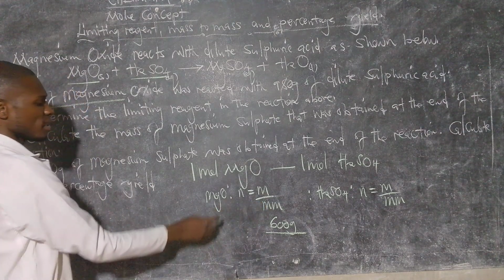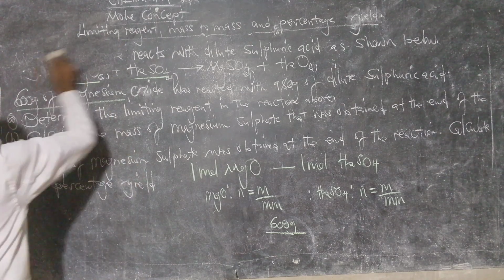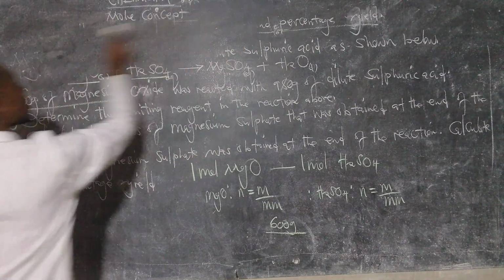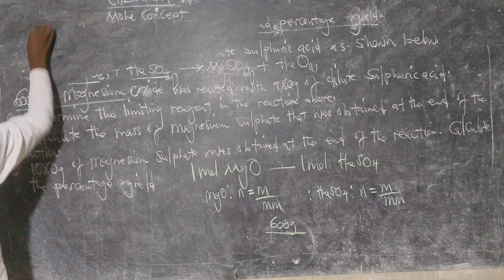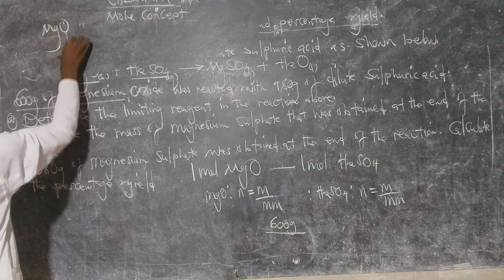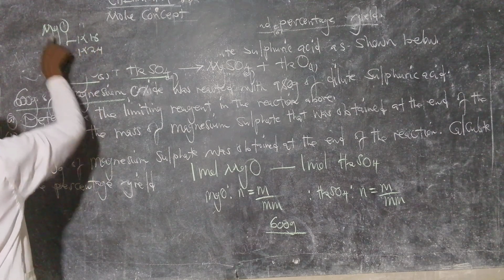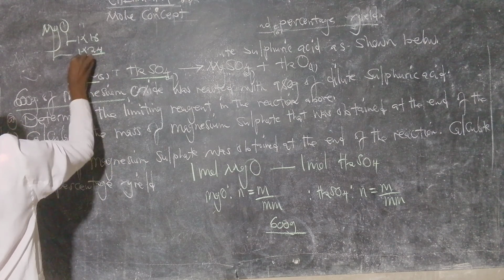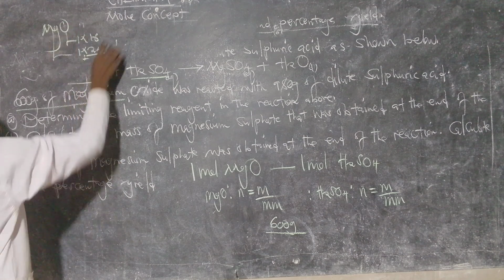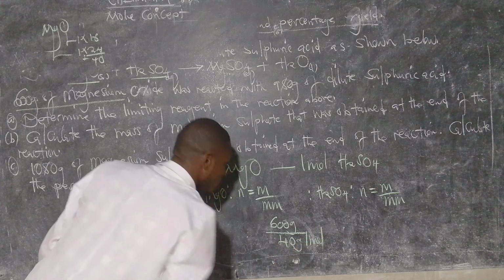So how do you find the Mr of magnesium oxide? I'll use this space. Since we have magnesium oxide, to find its Mr, we have 1 times 16, the mass number of oxygen, then 1 times 24, the mass number of magnesium. So 16 plus 24 is 40. So 40 grams per mole.